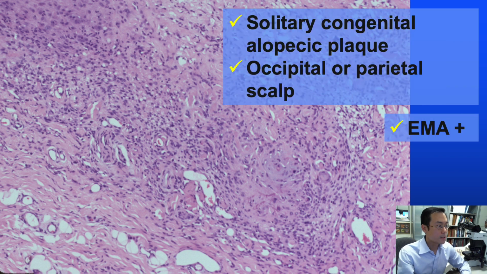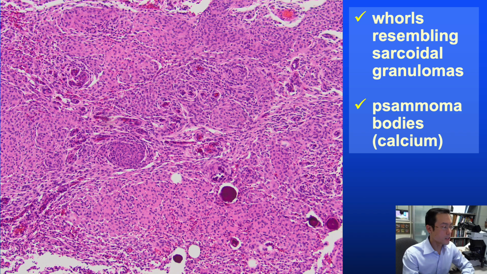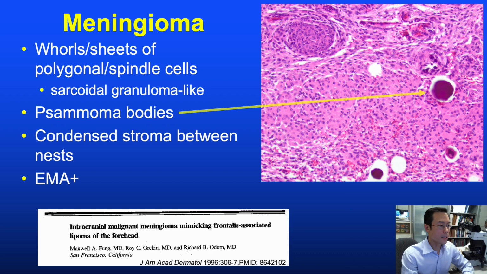EMA positive. Sometimes the meningeal cells will form more discrete whorled aggregates resembling sarcoidal granulomas, and calcified bodies, psammoma bodies, may form. These same characteristics are diagnostic of cutaneous meningioma when occurring at other sites and other clinical settings. In many cases, cutaneous meningioma is not really a neoplasm. It's more like a malformation or a heterotopic deposition of meningeal tissue.